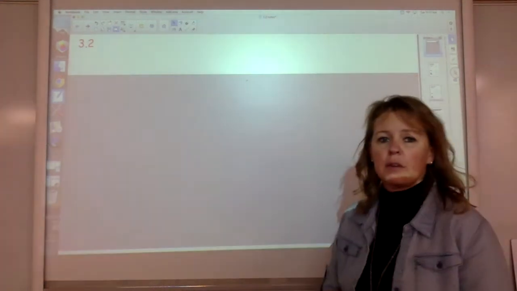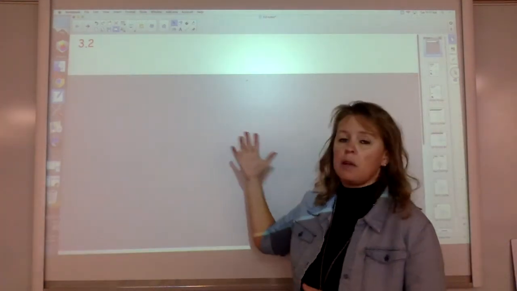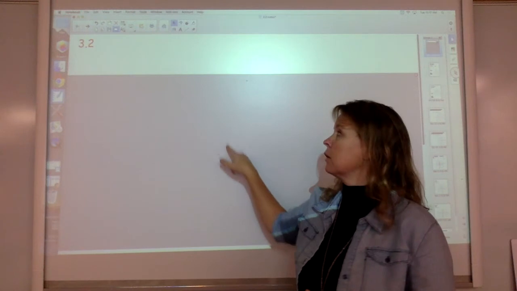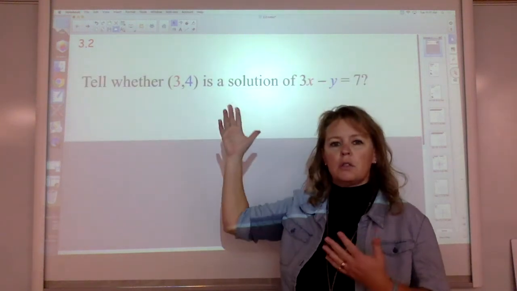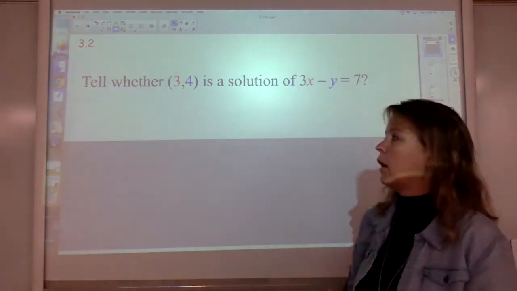Again, lots of stuff to graph in this chapter, so hopefully you have 3.2 on a handout. Ask for one if you don't, so then you don't have to write down all these words. The instructions should already be there, and so should the graphs.